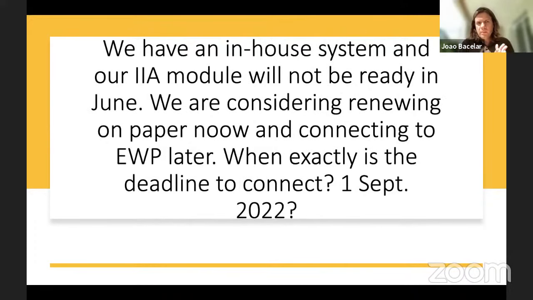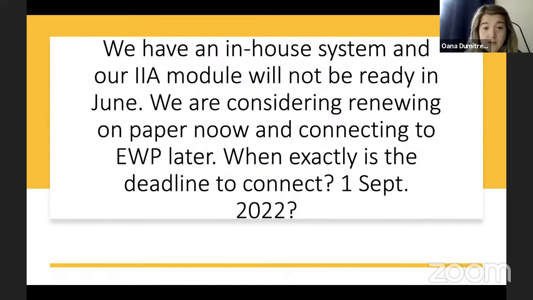So the other example was: we have an in-house system and our interinstitutional agreement module will not be ready in June. We are considering renewing on paper now and connecting to EWP later. When exactly is the deadline to connect? Is it the 1st of September of 2022? I think this links with the academic year that you mentioned before, how to interpret that. So, please be aware of my answer to the previous question regarding the interinstitutional agreements. You don't need to go on paper for the IIAs because you can consider the older IIAs valid.